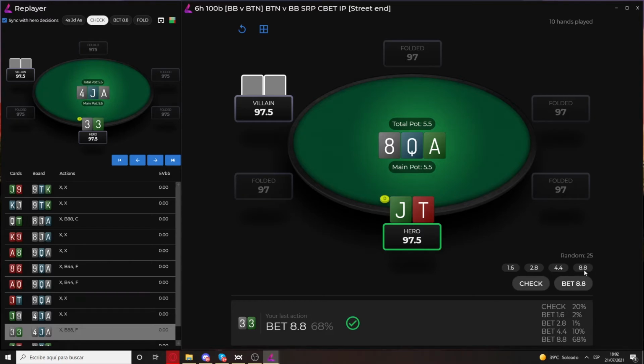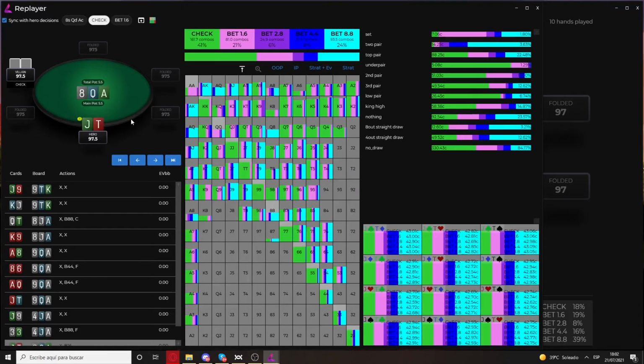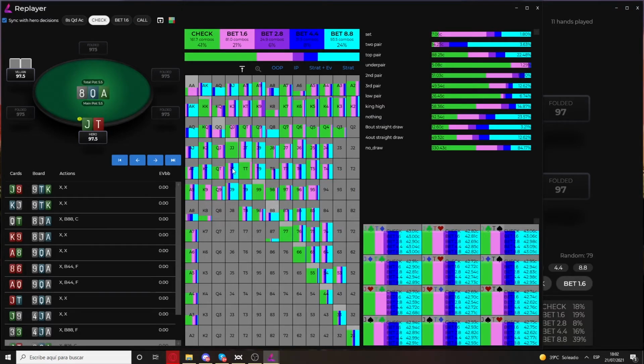On a 25, we still bet it. And maybe because of the roll, we actually go small, like 1.6. Jack 10, pretty much 80 to 90% of the time. On a low roll, you bet 1/3, and on a high roll, you overbet.